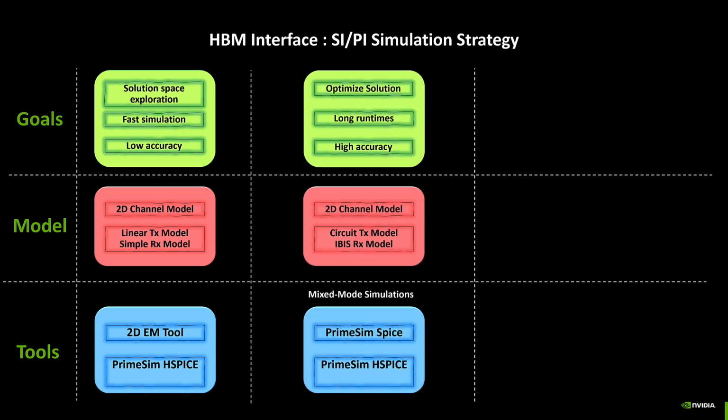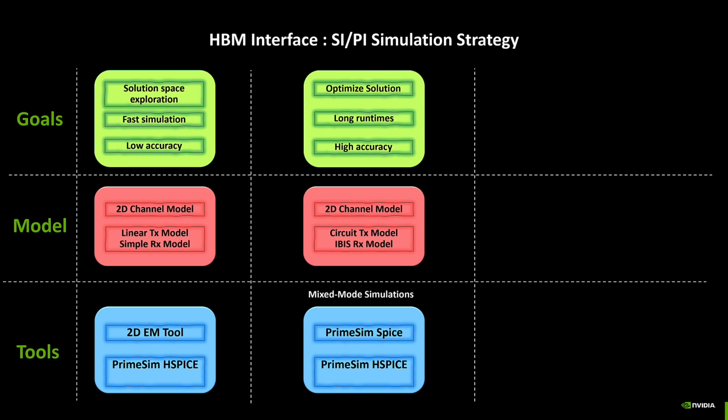Once we are able to narrow down and reduce the solution space to something reasonable, now we can work with circuit models, where we want to understand how the channel models work with the actual circuit and how that interaction is. At this stage, we are okay with longer run times, but we want high accuracy. This is also the time when we exchange models with the circuit team. The circuit team would use PrimeSim SPICE and use our models to do the simulation, and we would still use PrimeSim HSpice to do the simulations.